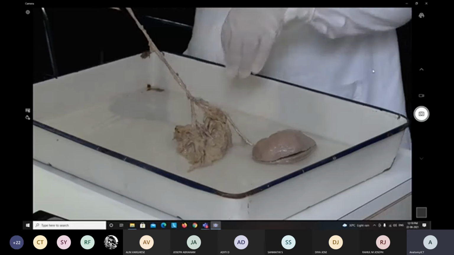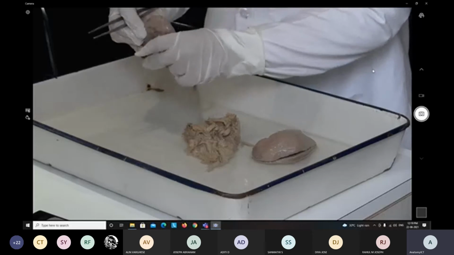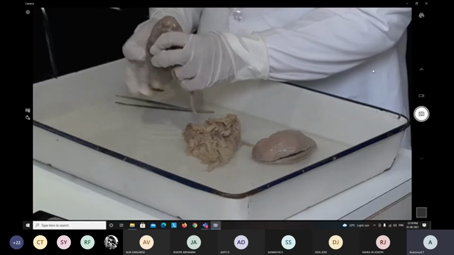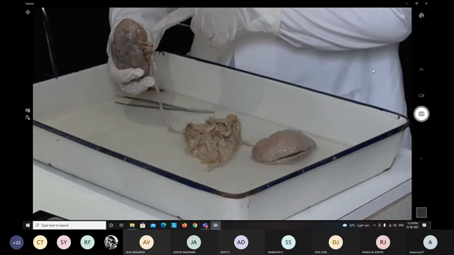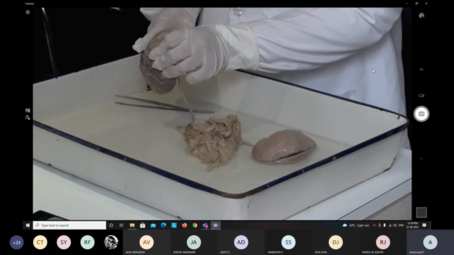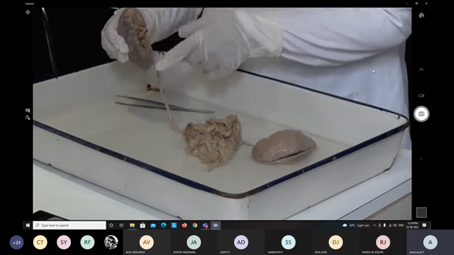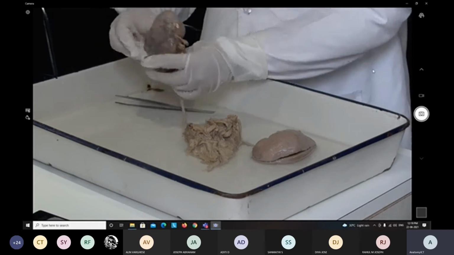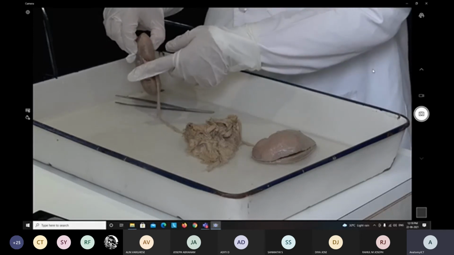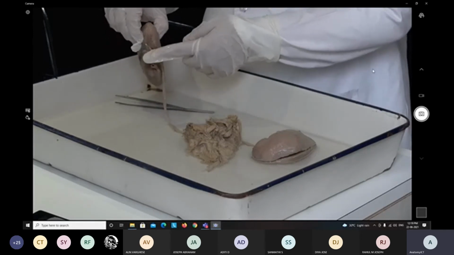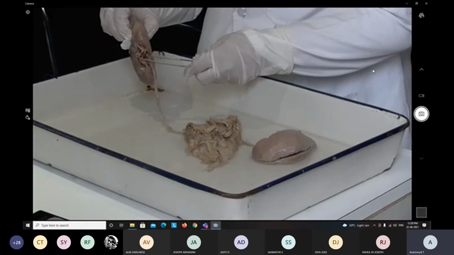I'll demonstrate the kidneys. Kidneys are bean-shaped organs. This is the lateral border. This is the medial border. Medial border is concave. Can you see this? This is the medial border. Medial border is concave in the middle for the structures which enter or leave the kidney.